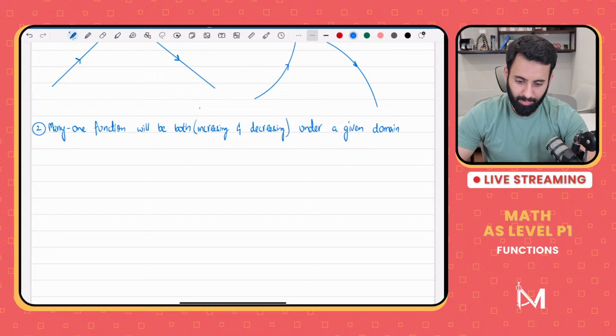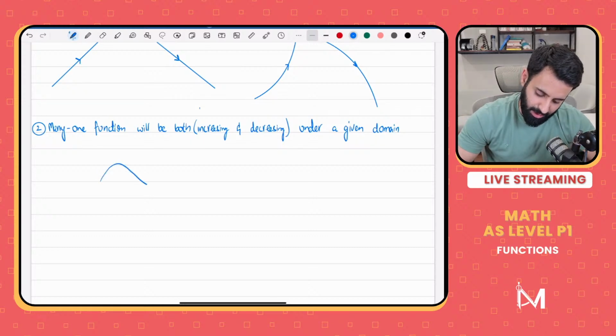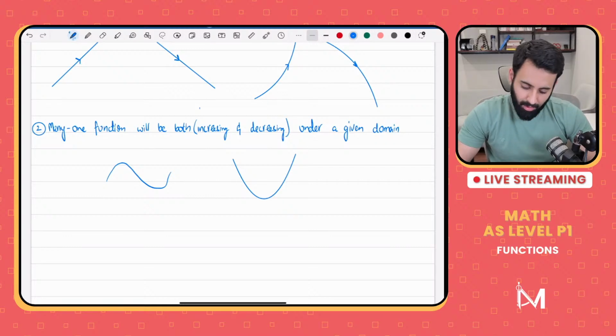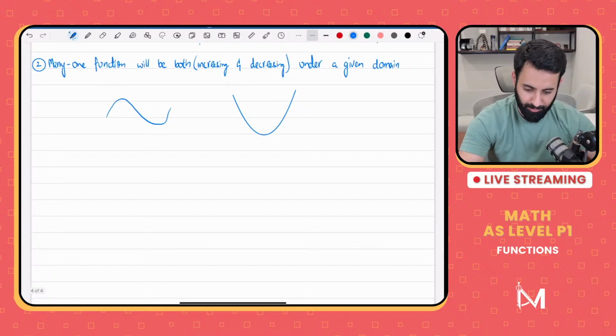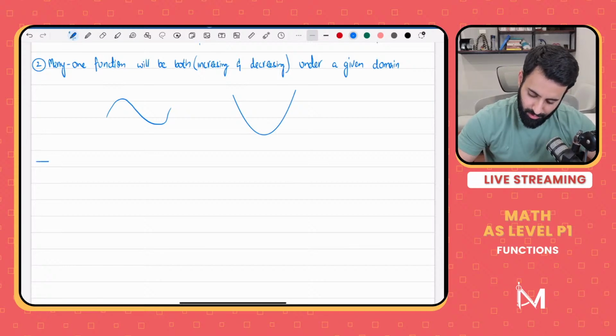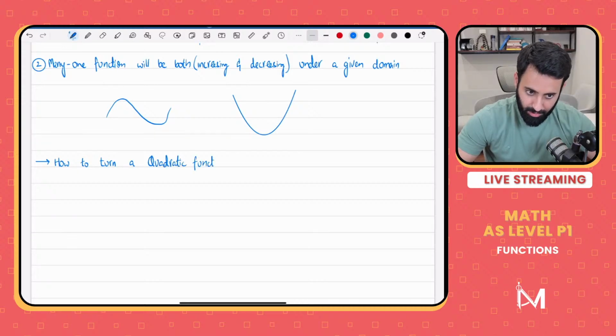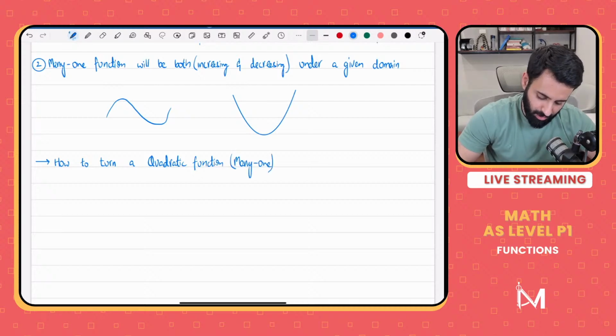So here, for example, this is an example of a many-to-one function, and this also is an example of a many-to-one function. Now, once again, some important notes. And that is how to turn a quadratic function, which is by default a many-to-one function, to a one-to-one function.